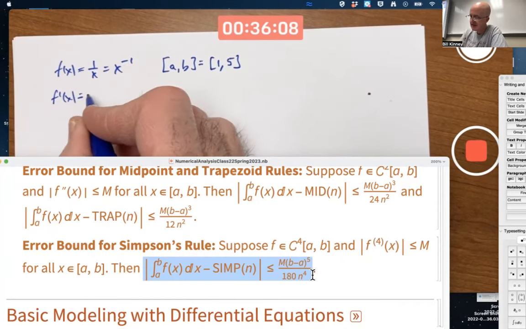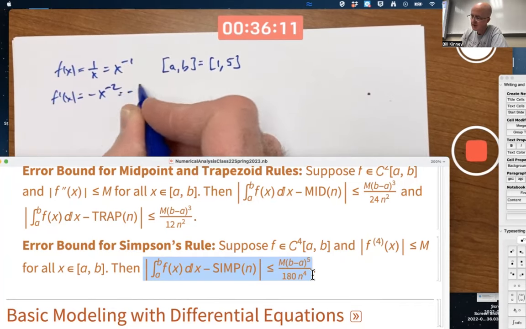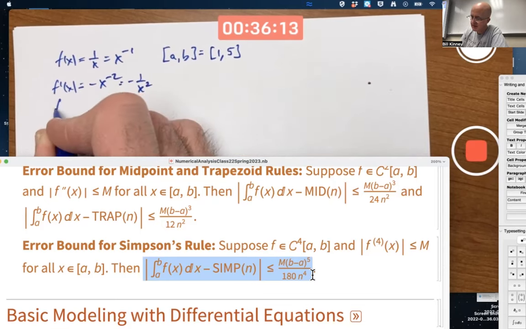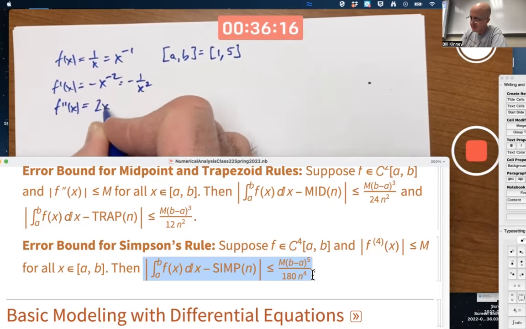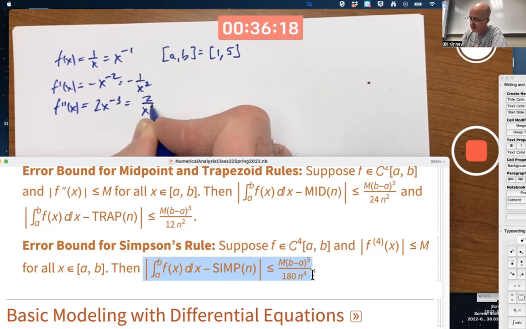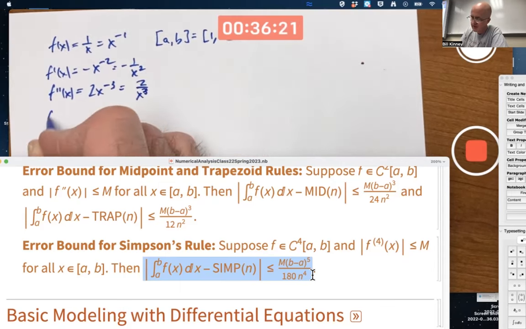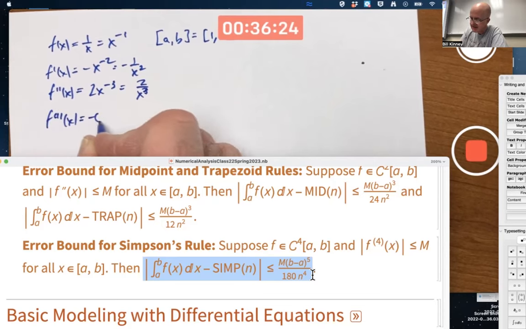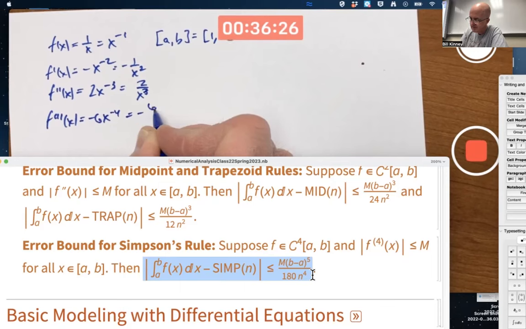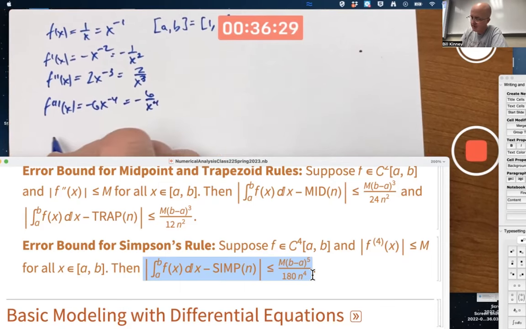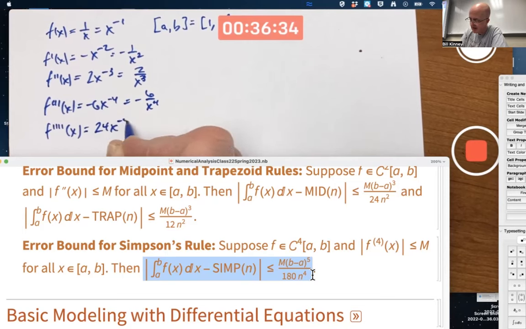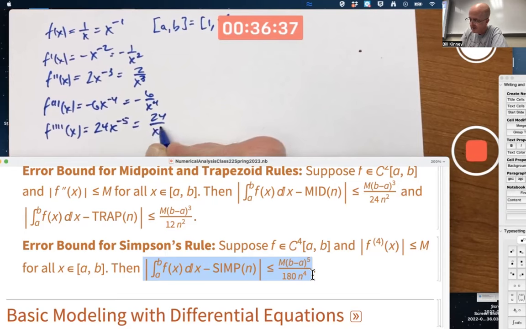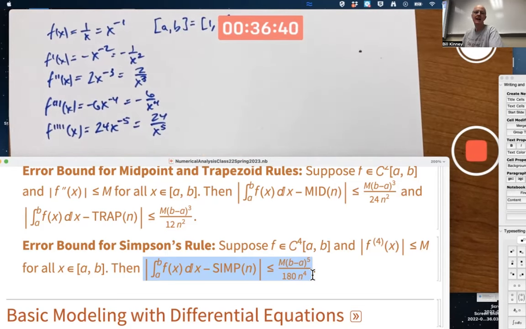The first derivative is negative x to the negative 2, negative 1 over x squared. Second derivative is positive 2x to the negative 3, positive 2 over x cubed. Third derivative is negative 6x to the negative 4. And fourth derivative is positive 24x to the negative 5. Yes, and that is a positive quantity when x is positive, and that's why the Simpson's rule error ends up being negative for this example.